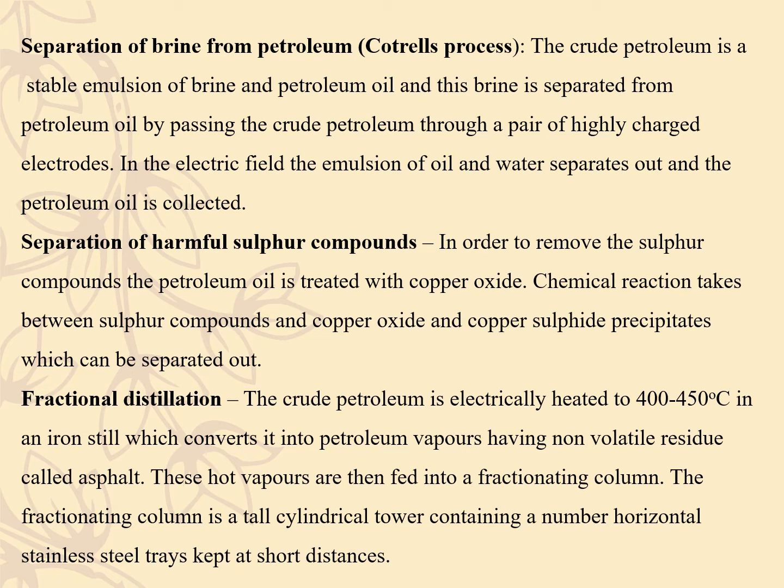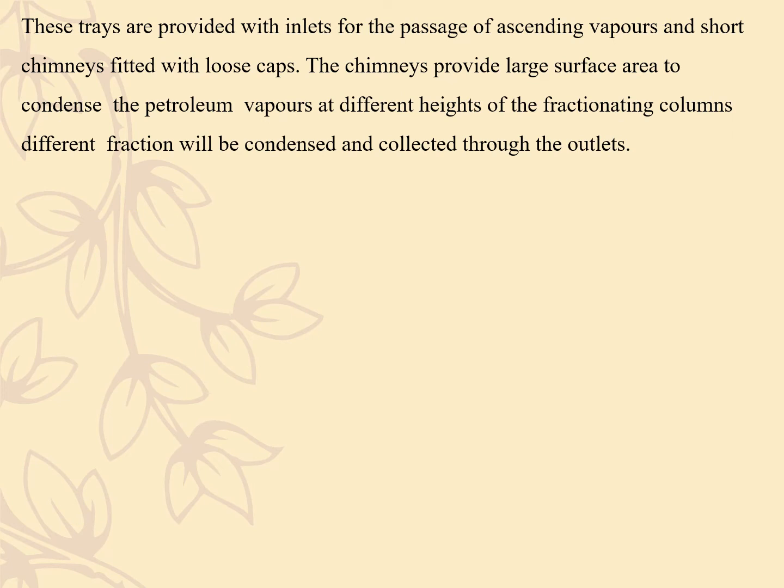The fractionating column is a tall cylindrical tower containing a number of horizontal stainless steel trays kept at a short distance. These trays are provided with inlets for the passage of ascending vapors and short chimneys fitted with loose caps. These chimneys provide a large surface area to condense the petroleum vapors at different heights of the fractionating column. Different fractions will be condensed and collected through the outlets.